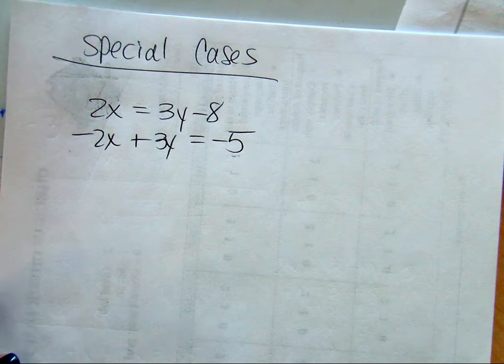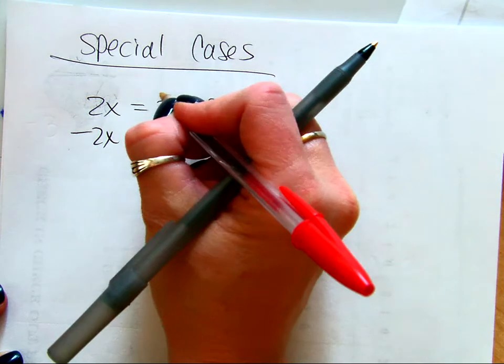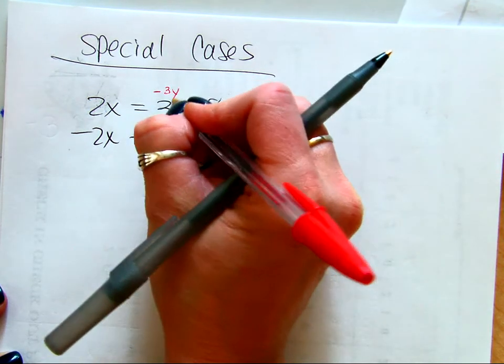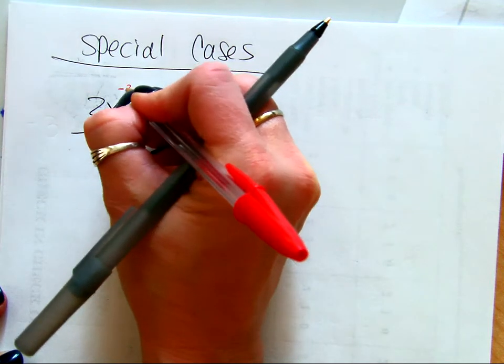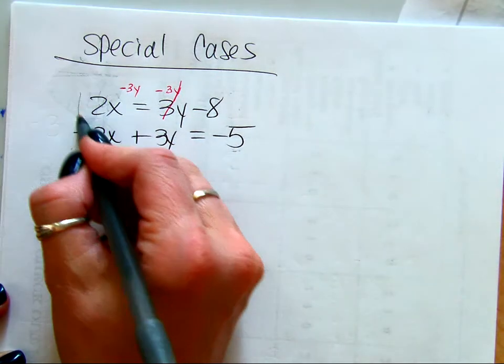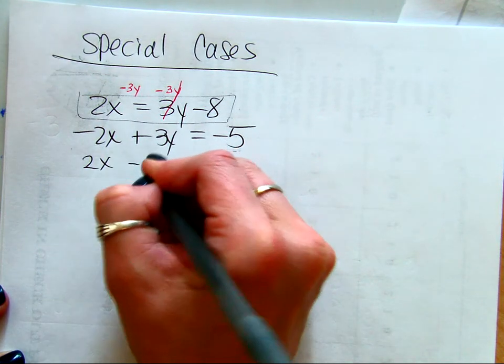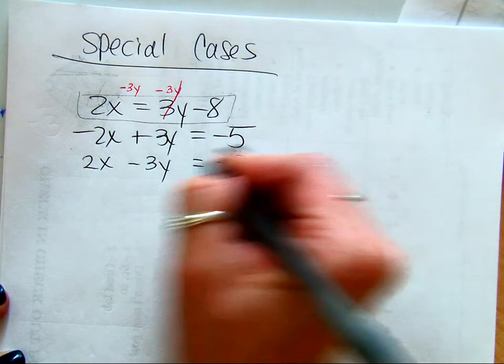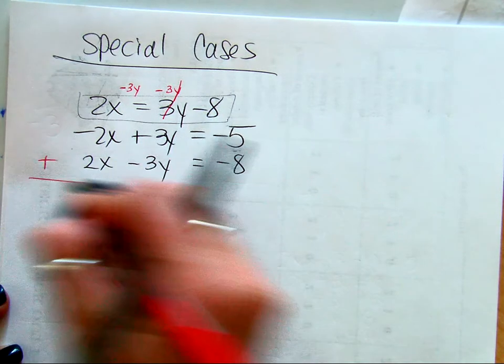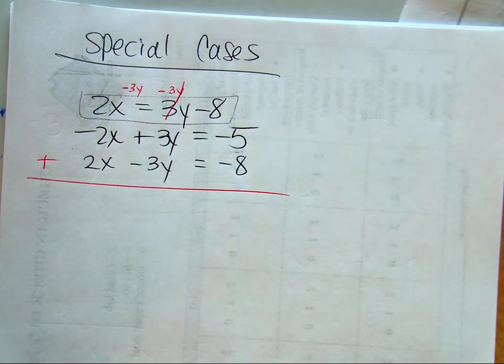So let's subtract this 3y from this side so that I can get it to this side. And that gives me this new equation just rewritten as 2x minus 3y. The negative 8 was fine where it was. What is going to go on here? Yeah. The goal is to eliminate one of them.